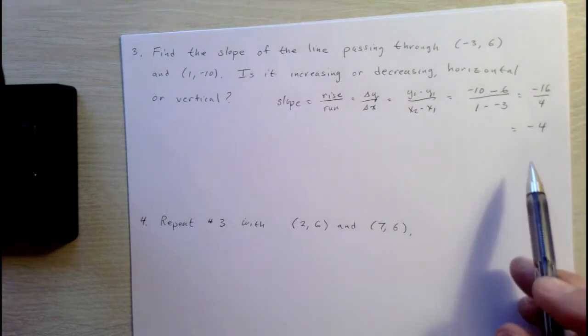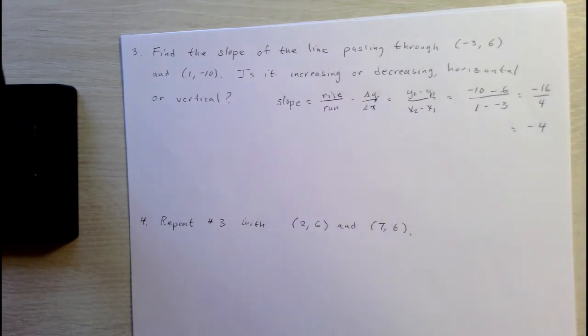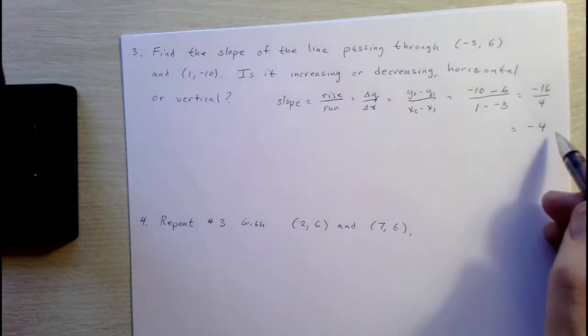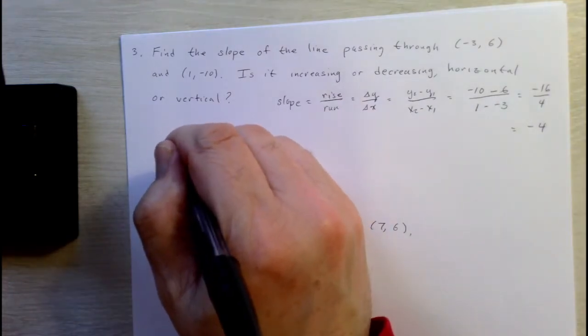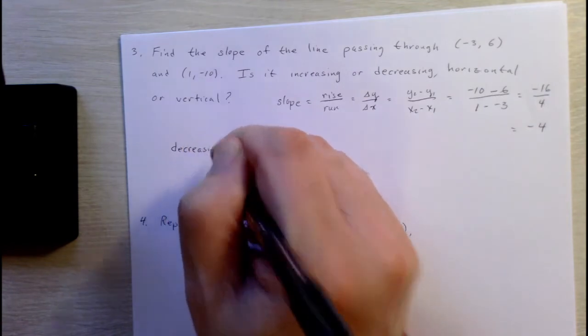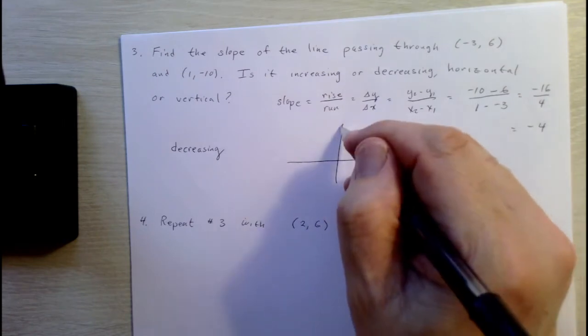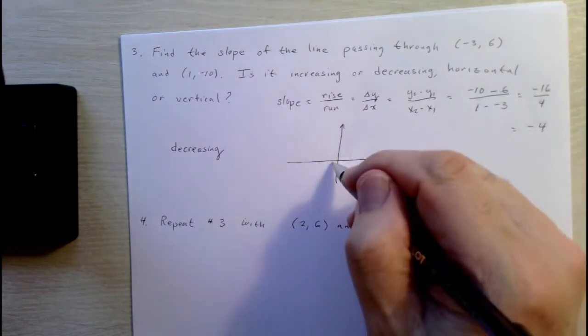And because the slope is negative, you can see, and the slope determines the rate of change, so because this is negative, it's decreasing. The graph is decreasing. Okay? And you can actually see it geometrically. (-3, 6).